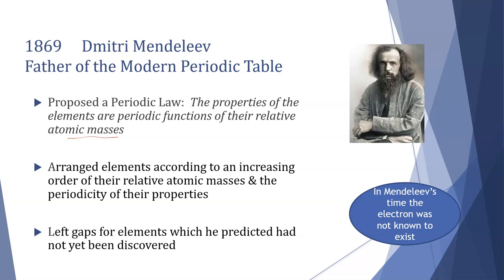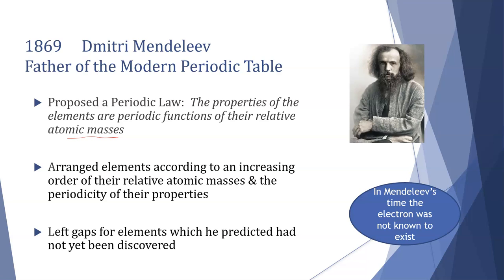But the modern periodic table itself is based off atomic number, not atomic mass, and this is one of the ways it's changed since Mendeleev's time. He arranged the elements according to increasing order of their relative atomic masses and the periodicity of their properties, i.e., he grouped them according to ones that had similar chemical properties, but put them in order from smallest atomic mass to largest. It is important to note that during Mendeleev's time, the electron was not known to exist, and we had no idea of isotopes because the neutron had also not been discovered at this point in time.